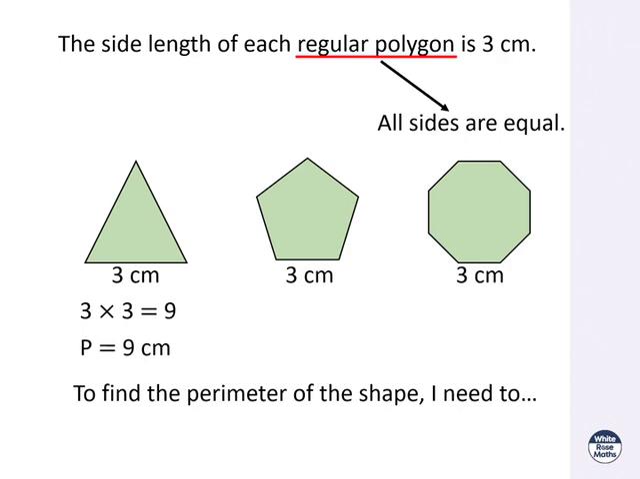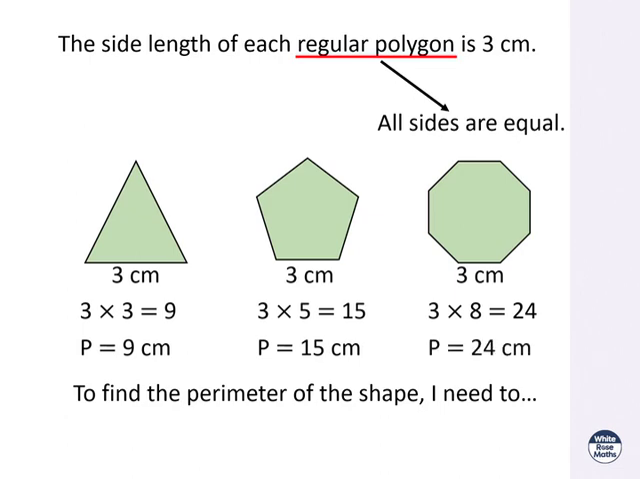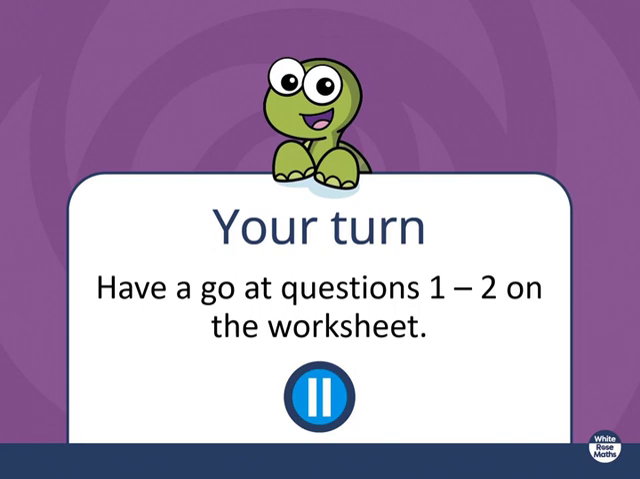How about the pentagon? Well, for the pentagon, I would need to multiply 3 by 5. So the perimeter is 15 centimeters. Finally, how about the octagon? I know that I will need to multiply 3 by 8, so the perimeter would be 24 centimeters. Now it's your turn. Pause the video and have a go at questions 1 to 2 on the worksheet.